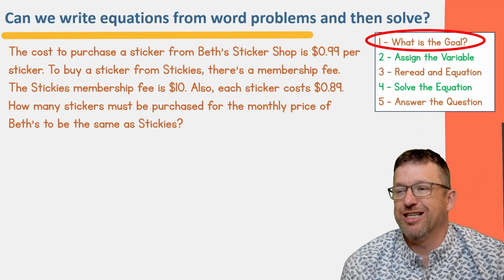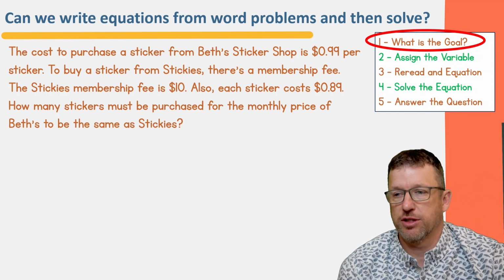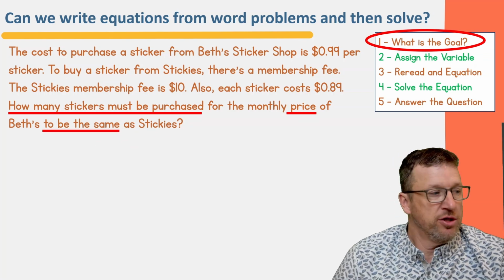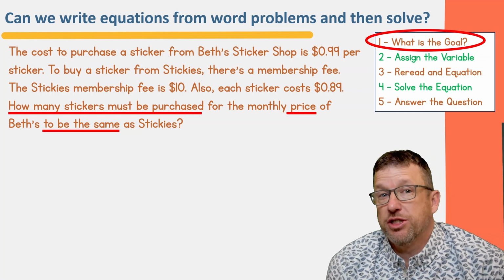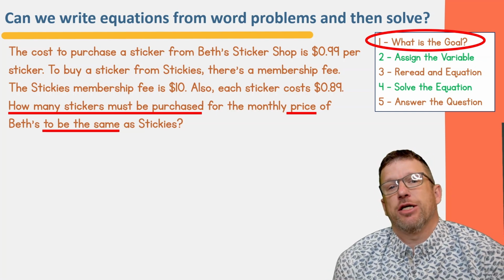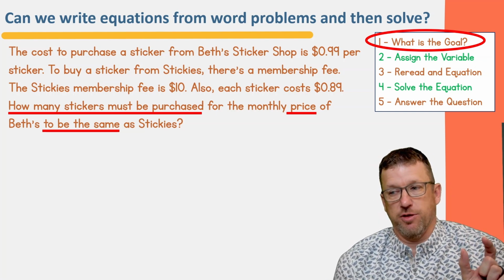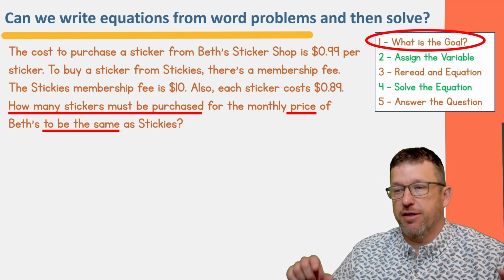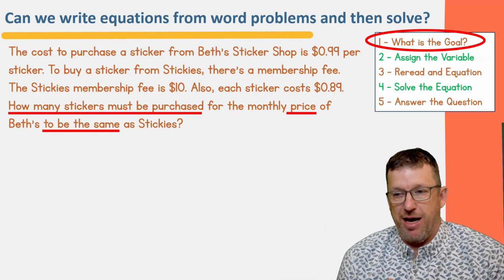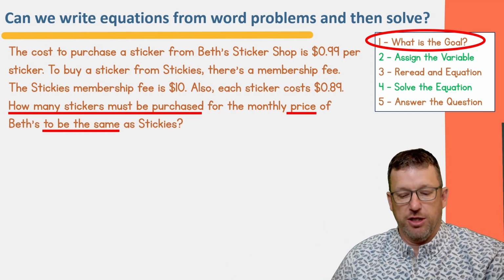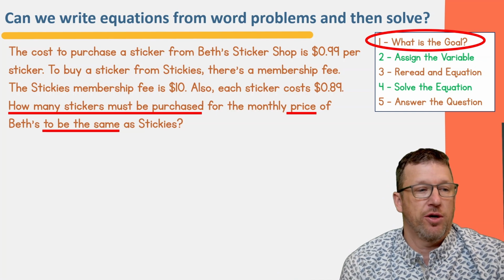First one is, what is the goal? All right, so what is the goal of this question? Well, you always look for where the final part is, where they're going to ask you the actual question for the problem. And this one says, how many stickers must be purchased for the monthly price of Best to be the same as Stickies? So how many do I have to buy in order for them to have the same cost that month? All right, so that's the goal.